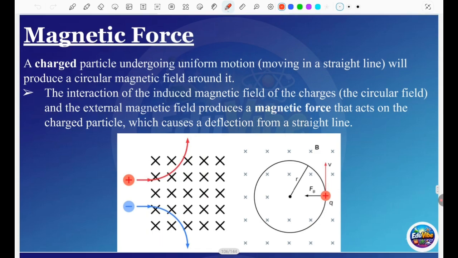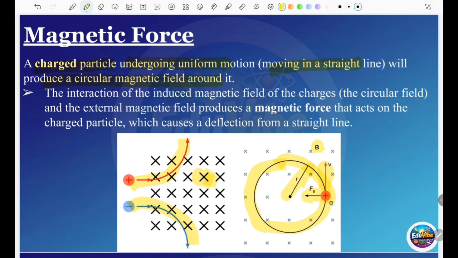Let's start with this. First, we have to know what magnetic force is. Any charged particle undergoing uniform motion, which is straight line motion, will produce a circular magnetic field around it. You can see this is the magnetic field into the page, and you get a circular type of motion like this, and some angles are made like this.